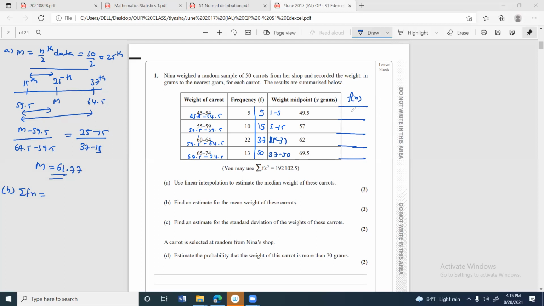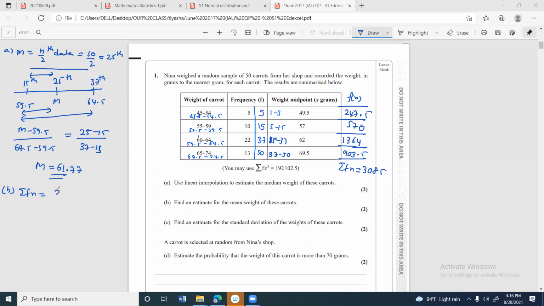That is 247.5. Then 512, then 1364, then 69.5 multiplied by 13. It is 903.5. Then if you add them together, summation of fx turned out to be 3085.